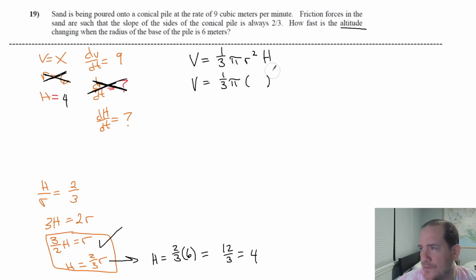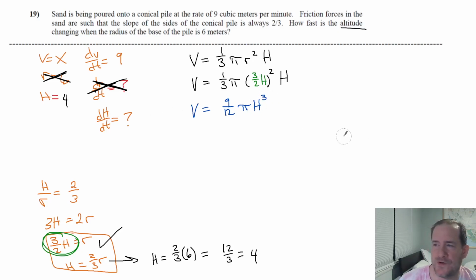So instead of r squared, we'll use our similarity ratio that we came up with, where we found out that r was equal to 3/2 of h, and we'll substitute that in. And then we'll simplify this expression down. This is now 9/4 times 1/3, which makes 9/12, times pi times h squared times h, so h cubed. And so there's our new equation. The only thing I don't like about it is, of course, 9/12 reduces. So make sure you reduce that. That'll actually be 3/4.